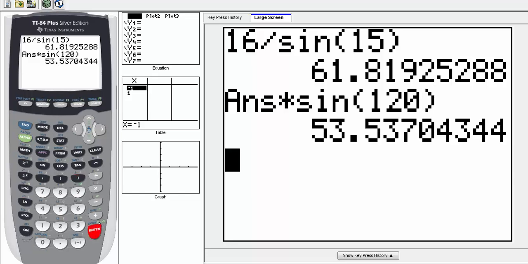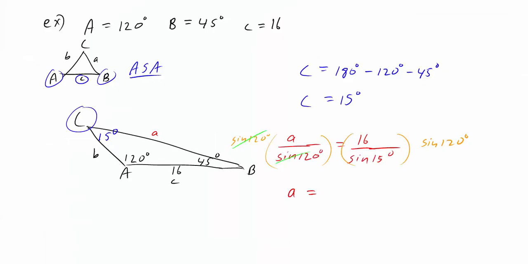And we end up with 53 point, and we'll go to 2 decimal places, 53.54. So this side is 53.54. Okay, now all we have left is to solve for side B.